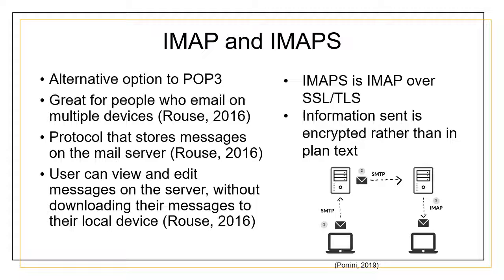Messages are sent from the sender's email server to the recipient's mail server using SMTP, where they will be put into the recipient's mailbox. Then the user is able to access their mailbox using IMAP. As with POP3, IMAP is sent in plain text. It will be transmitted over port 143.